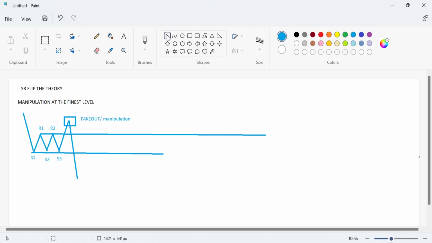So what happens after this? As usual, big traders or big banks will start to push the price. Those who sold instantly will have their stop losses triggered. And now we have our SR flip right here: R1 and R2.